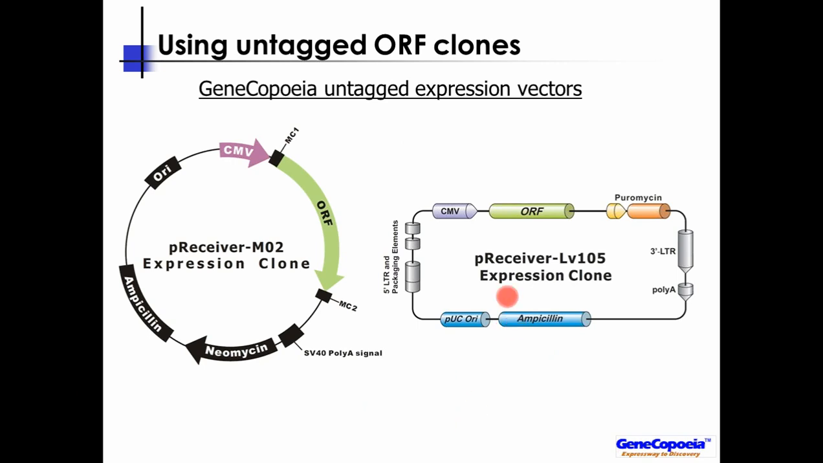All right, so the untagged clones come in a variety of expression vectors. These are the most common. We have two types, both non-viral and lentiviral, and that's true of almost all of our expression clones. These are usually just the ORF with no 5' or 3' UTR, and it's driven by a constitutive strong promoter. Most common is the CMV promoter in both cases, and they come with mammalian expression markers such as neomycin or puromycin, and of course bacterial markers.